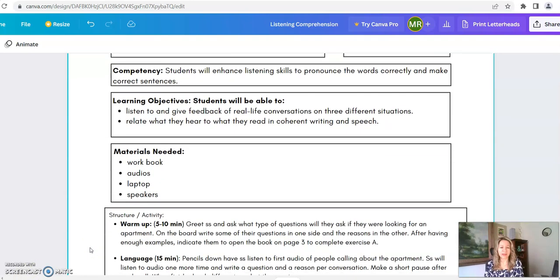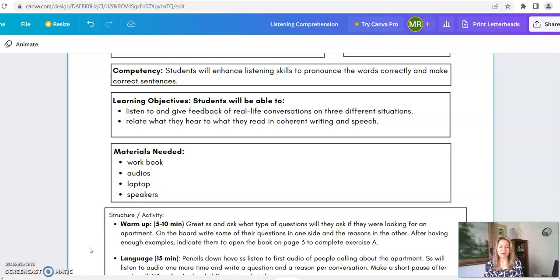First off, we have our competency, which reads as follows. Students will enhance listening skills to pronounce the words correctly and make correct sentences. I wrote this competency because the main point of the lesson is to improve listening skills.